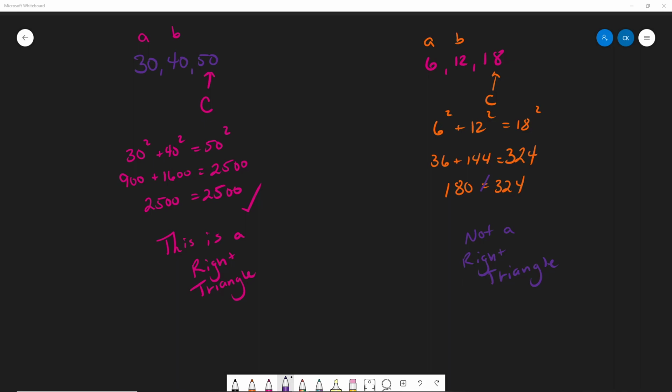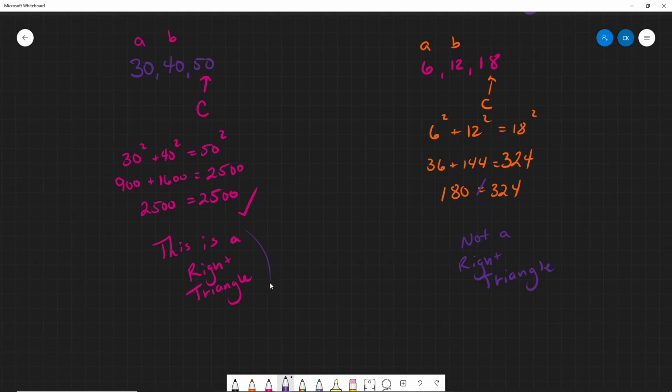So as we see here, the first one, my C, my hypotenuse, is going to be 50. My A and my B are 30 and 40. Plugging it into Pythagorean's theorem, 30 squared plus 40 squared should equal 50 squared. 30 squared is 900, 40 squared is 1600, 50 squared is 2500. 900 plus 1600 is 2500. These are the same. They equal each other. So this is a right triangle.